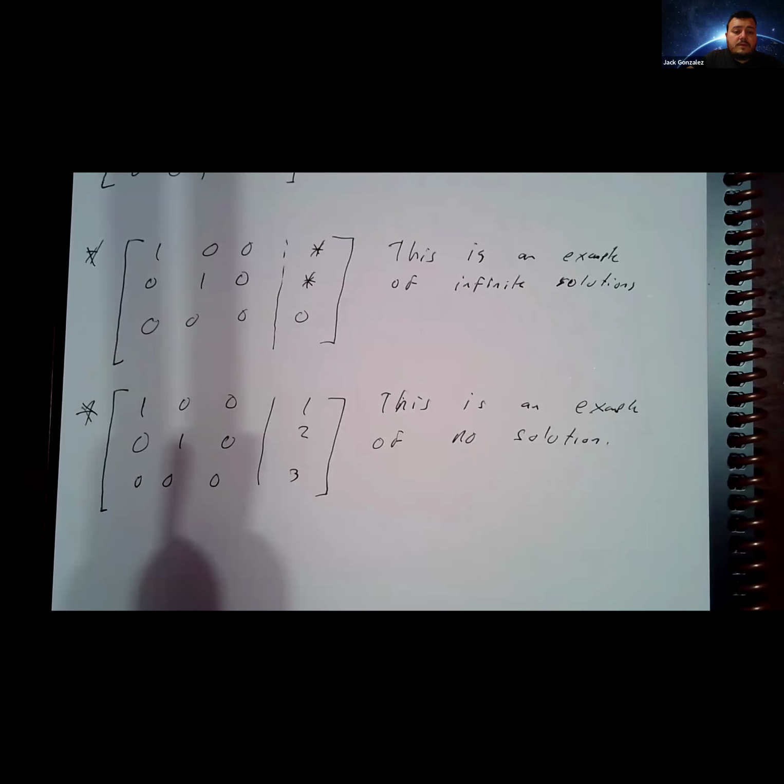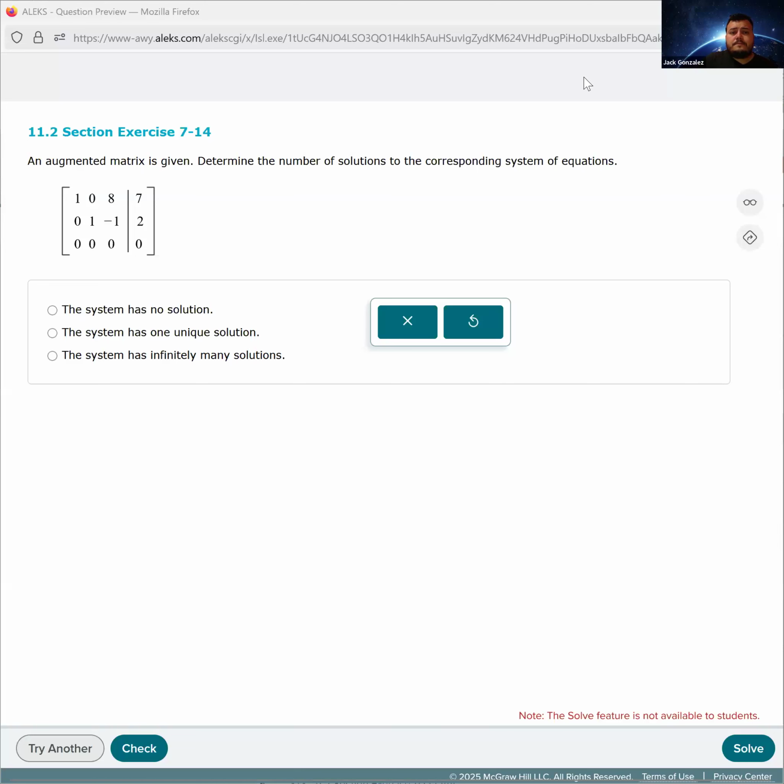So what do y'all think about this one? What's the answer? Someone said no solution. That's close. But we have a row of zeros. That's scenario 2. So whenever you see a row of zeros, if all of them are zeros, it's going to be infinite solutions. Infinitely many. Yeah.